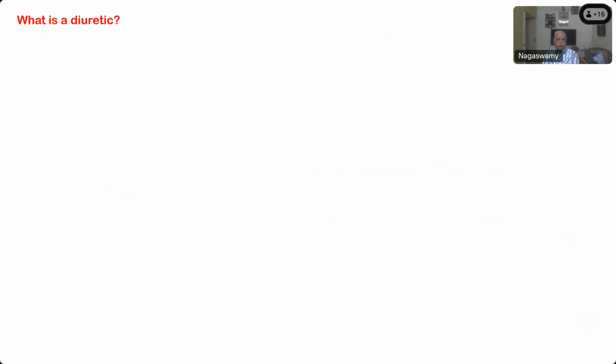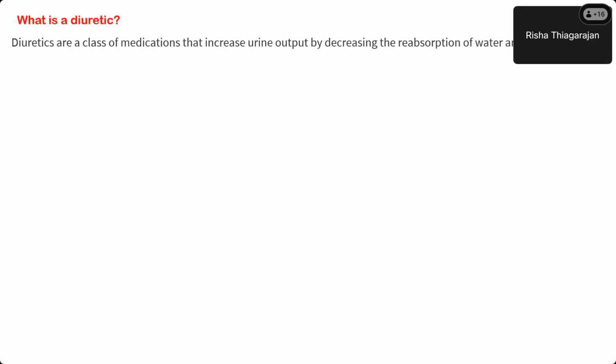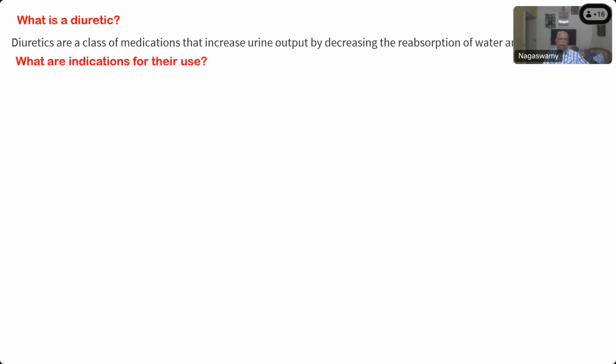Now the last part of the discussion today is that we must know something about diuretics, because they are connected with renal function. So what is a diuretic? Increases the production of urine. Excretion of water. A class of medications that increase urine output by decreasing the reabsorption of water and sodium. Okay. What are the indications for their use?